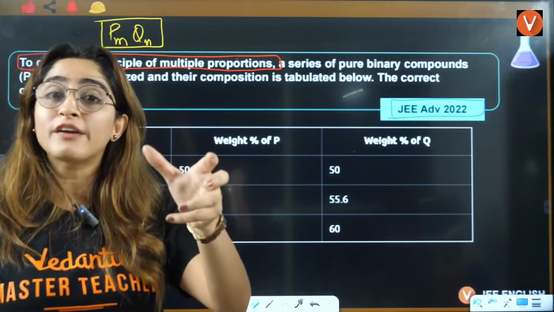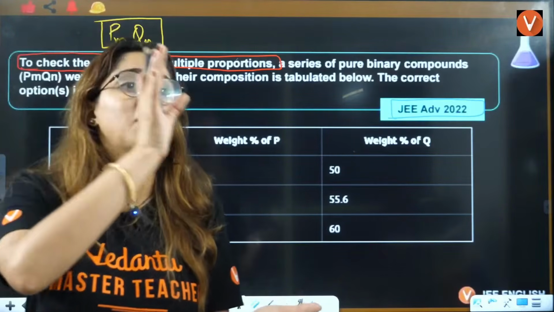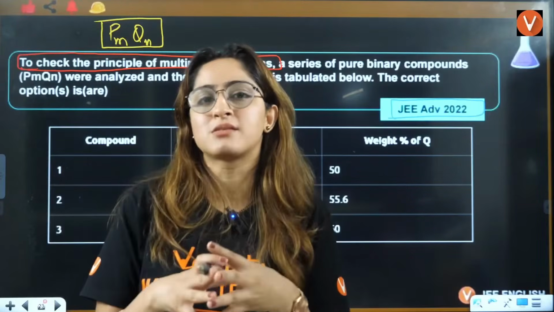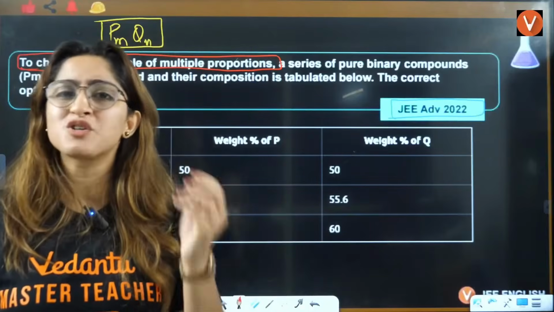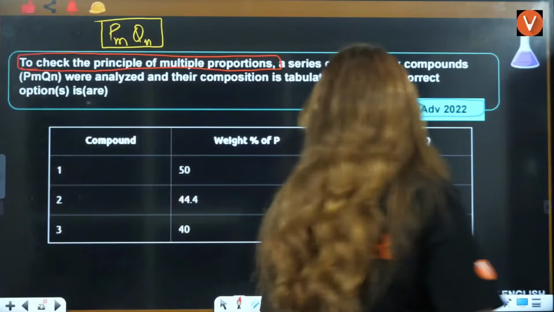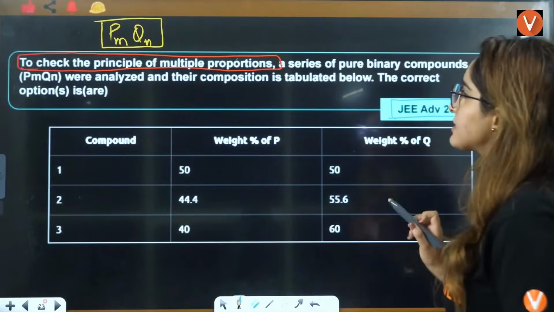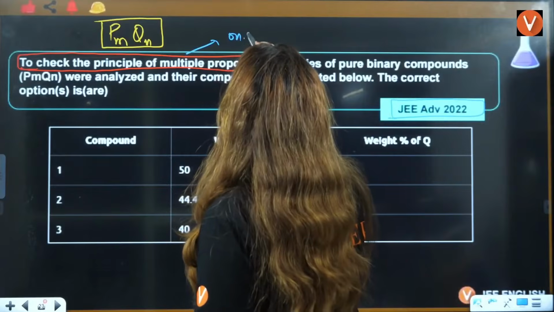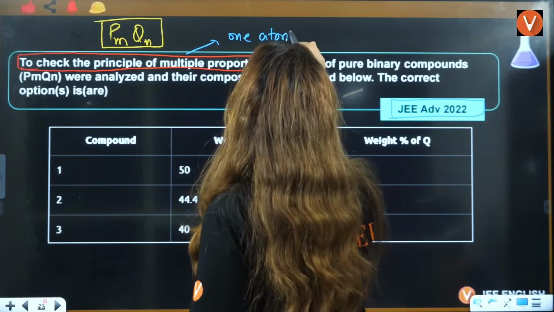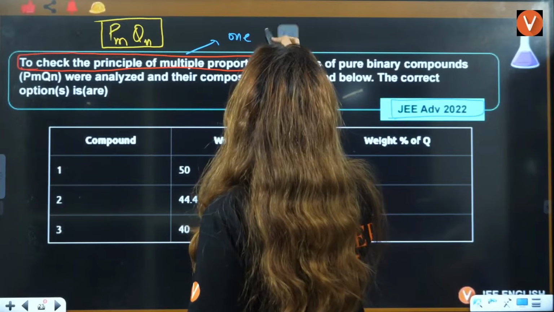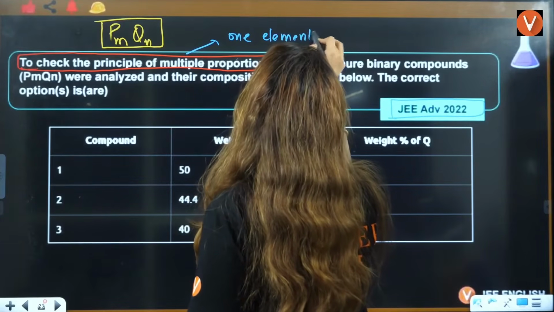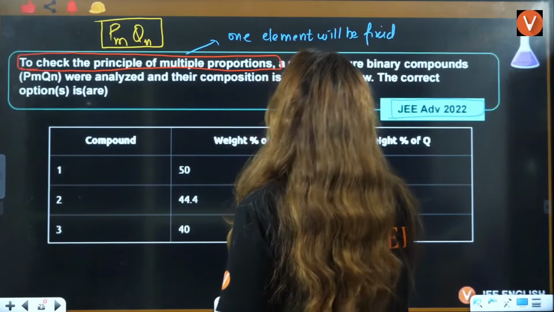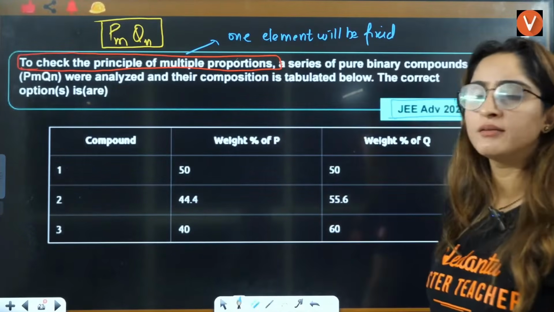Empirical formula also, they will try to complicate the question by mixing it with maybe stoichiometry, maybe limiting reagent. Some other topic will be mixed if they want to have a JEE Advanced question or even a JEE Main question out of it, right? So now if you see this, to check the principle of multiple proportion, that means one atom, or one element, will be fixed. So I have to fix one atom.